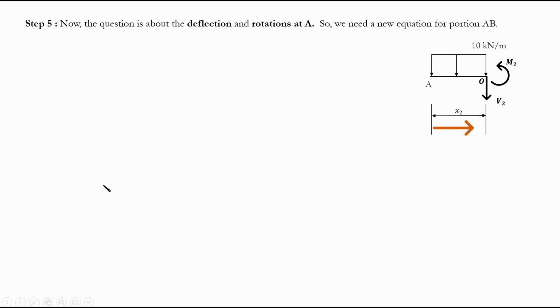Now let's move to finding the deflection and rotation at point A. Here again, we're going to cut portion AB. I cut it from the left because it's much easier. If I cut it and take the left side, I'm going to have x2 starting from the left side. My x2 is going to be from 0 to 5 meters. Here I'm going to take the moment about point O, the formalism that we discussed. So it's going to be 10 times x2 multiplied by x2 divided by 2, where 10 times x2 is my force.